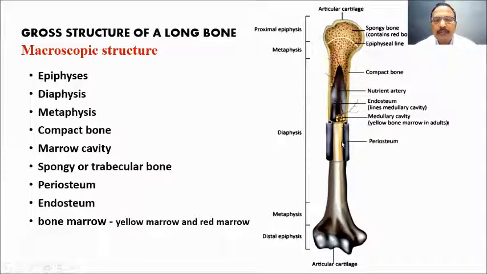In this bone marrow cavity of the shaft, you can see it is usually filled with yellow bone marrow in the adult. The bone marrow present in the cancellous bones, which are present here at the ends of the bone, is the red bone marrow.